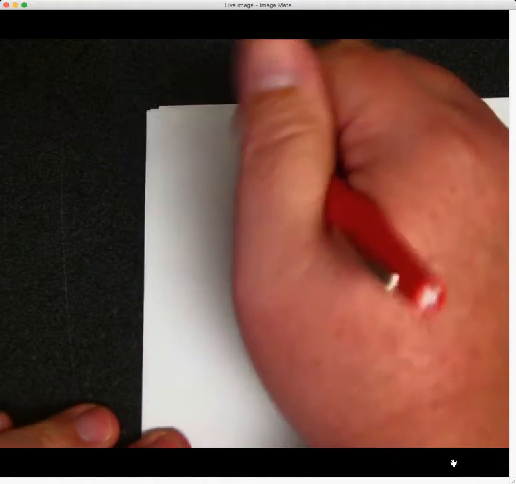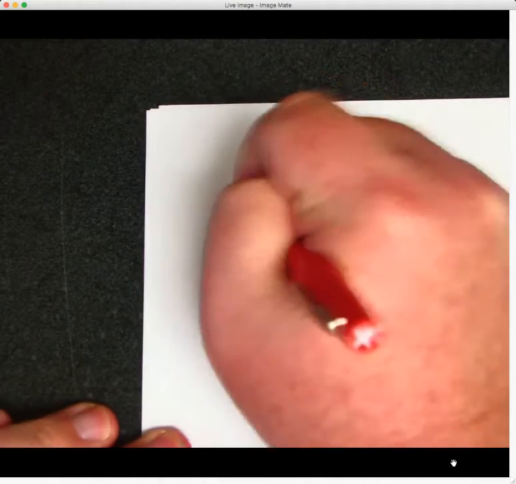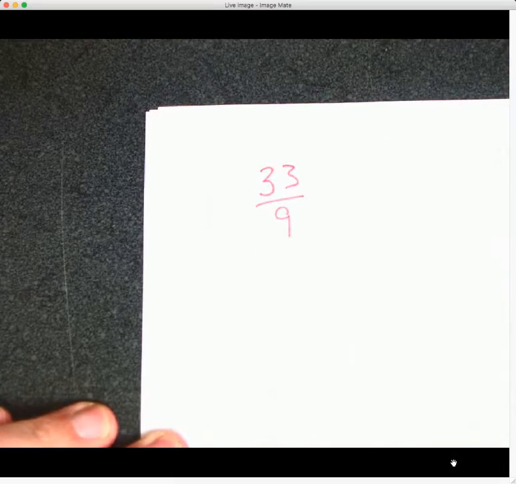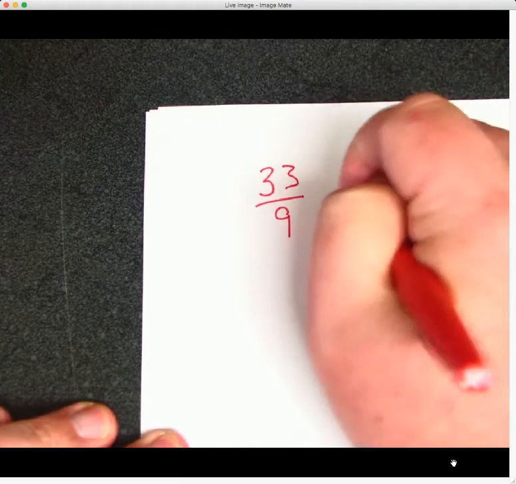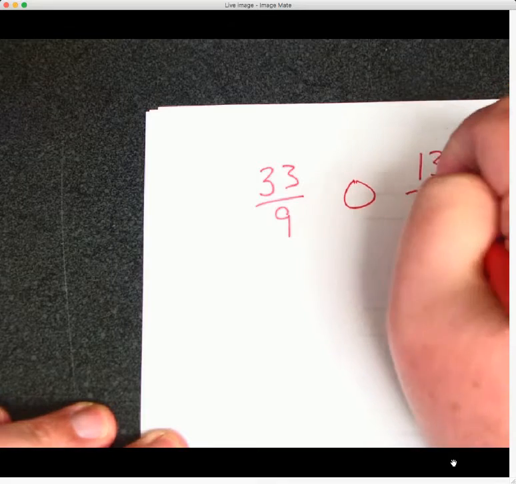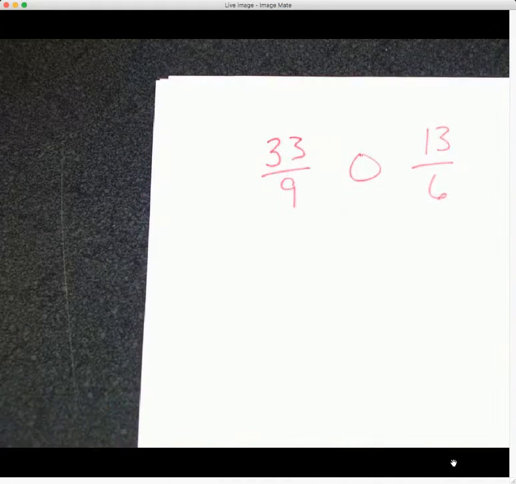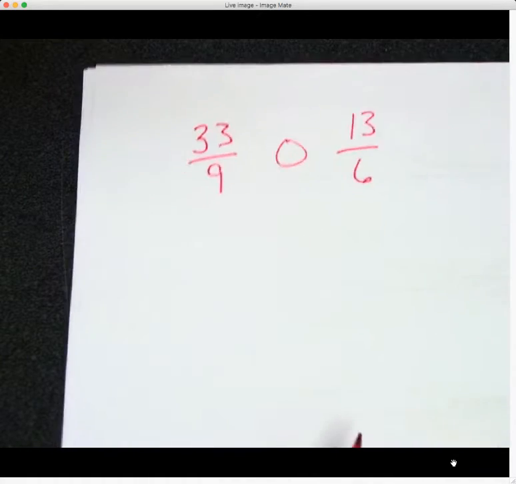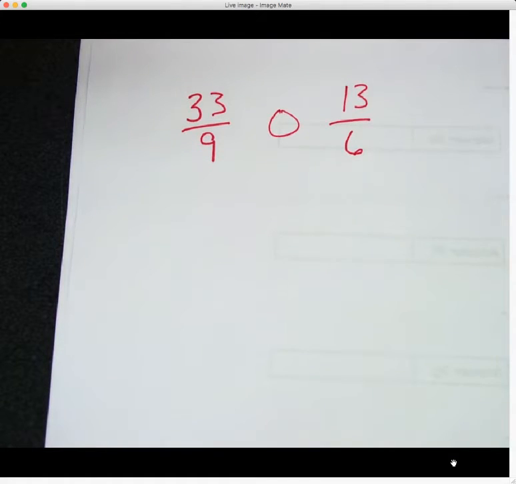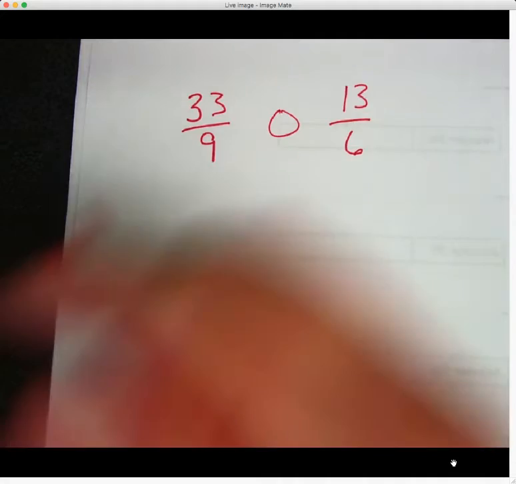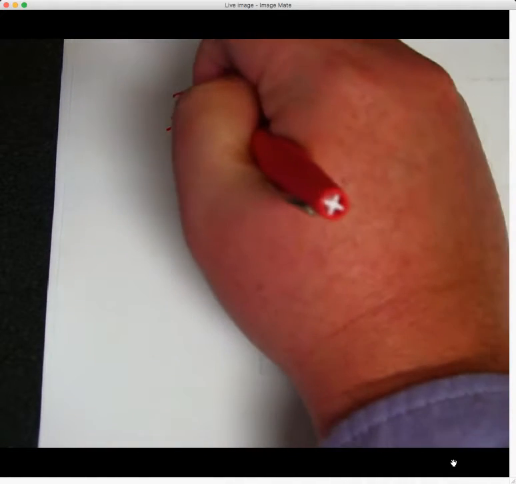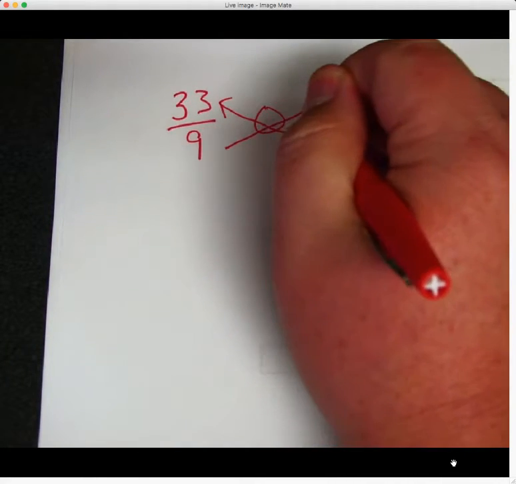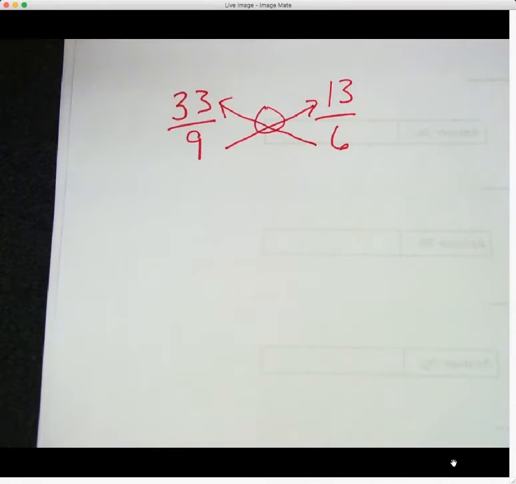It's not easy, but it's easier than trying to draw it on a number line. So we're going to look at 33/9, and we're comparing it to 13/6. Do you remember how I showed you you could cheat just a little bit and figure it out? Well, we were going bottom times top and bottom times top. Some people call it the butterfly method.